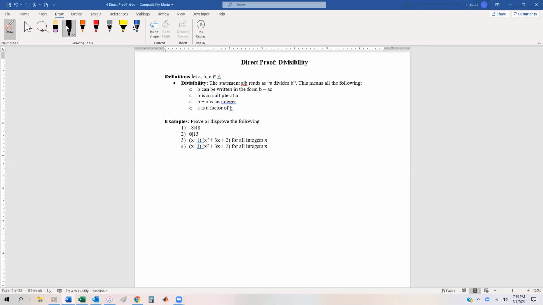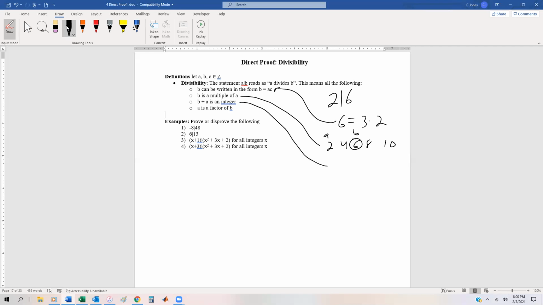We know that 2 divides 6, right? And that means that 6 is equal to 3 times 2. Right? So right here, that just fits that definition. B is a multiple of A. All right, so we know that the multiples of 2 are 2, 4, 6, 8, 10, and clearly B is a multiple of A.